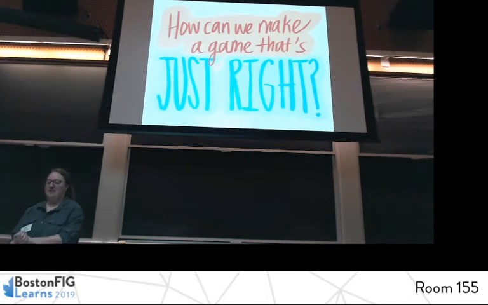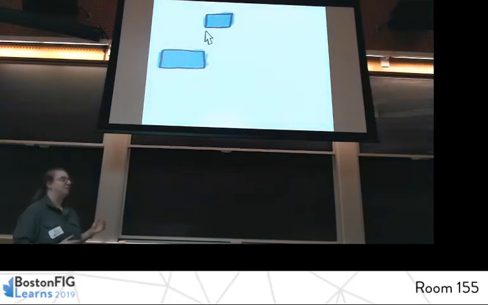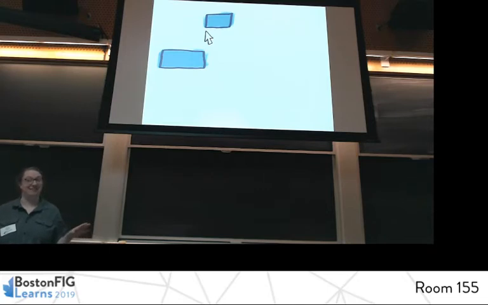So now that we've sort of had our detour into what a neural network is, we're going to go back to this question, which is how can we make a game that's just right? We're going to find out about a very cool new game that I've come up with.